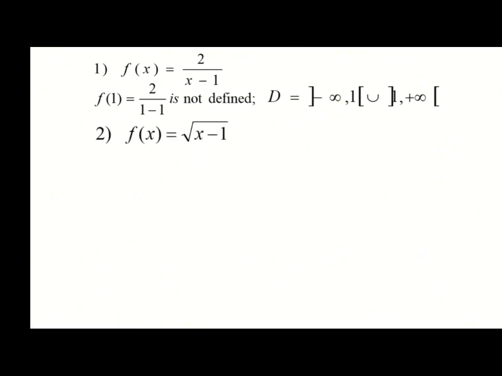F of x equals radical x minus 1. We know that the radical of a negative number does not exist. Okay? Let us see. X minus 1 should be greater or equal to 0. This function is defined if the quantity under the radical is greater or equal to 0. It means x greater or equal to 1. So what will be the domain of definition of f? Every real number from 1 to plus infinity.